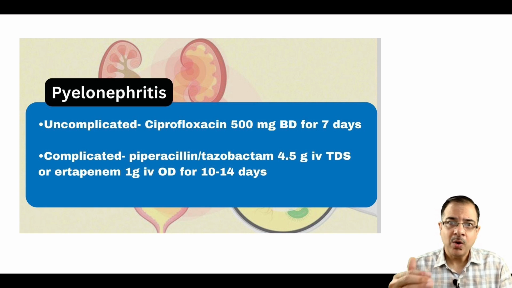Pyelonephritis is present. Now, how will we suspect it is cystitis or pyelonephritis? In cystitis, there will be more frequency of the urine and suprapubic pain will be there along with dysuria. Pyelonephritis is associated with chills and flank pain or renal angle pain. Uncomplicated, ciprofloxacin, and complicated, we give piperacillin IV TDS 4.5 or ertapenem 1 gram IV OD for 10 to 14 days.